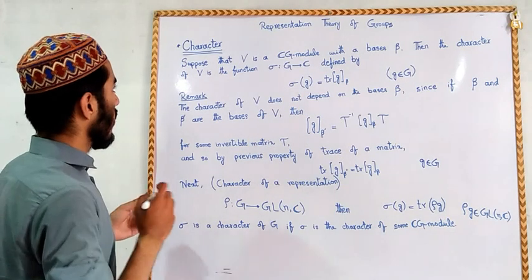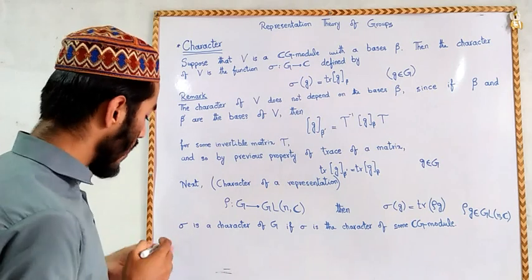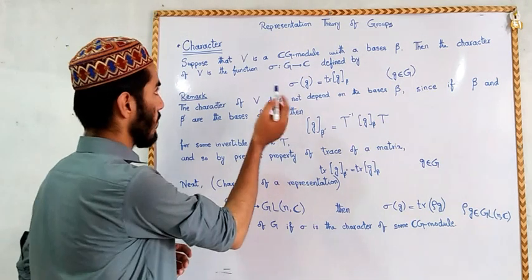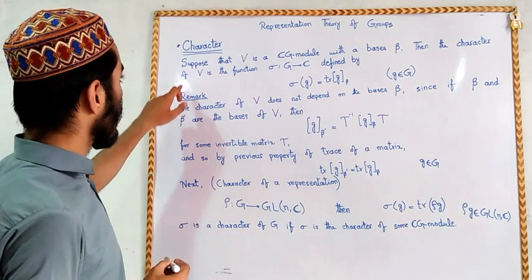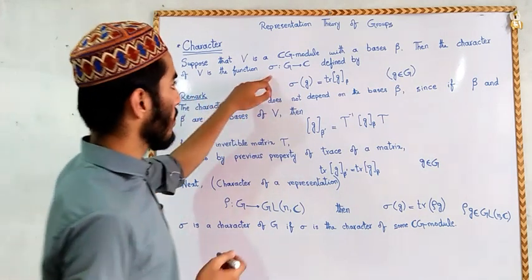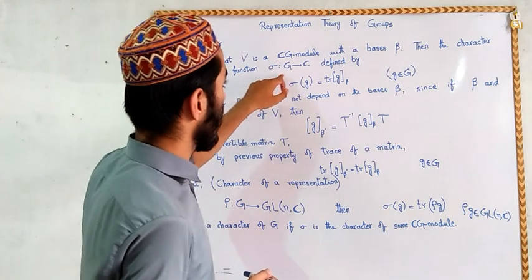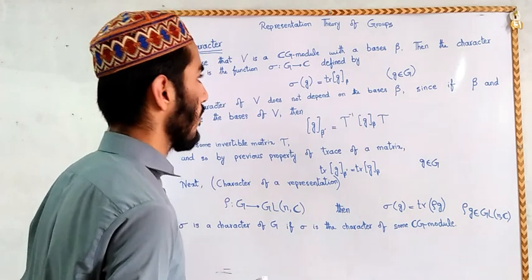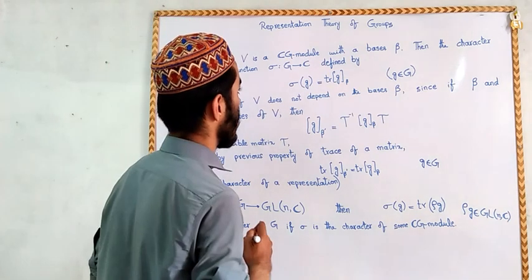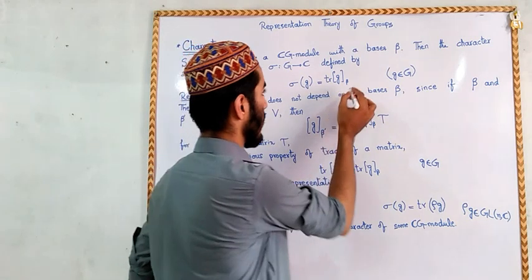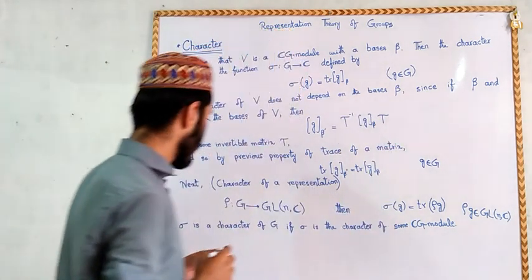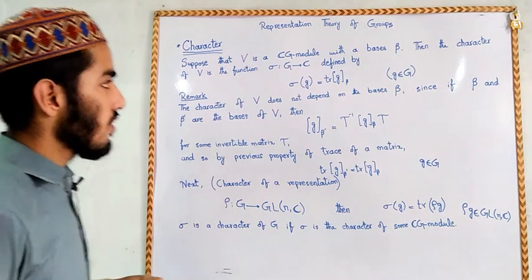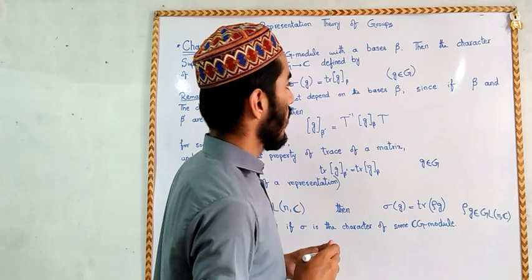The next thing to study is the characters. Suppose that we have a CG module V with some basis beta. Then the character of V is the function, we call it sigma, from G to C. G is a group and C is the set of complex numbers, which is defined by sigma of g equal to the trace of g beta, where g belongs to G. Remark: the character of a CG module does not depend on the basis beta.